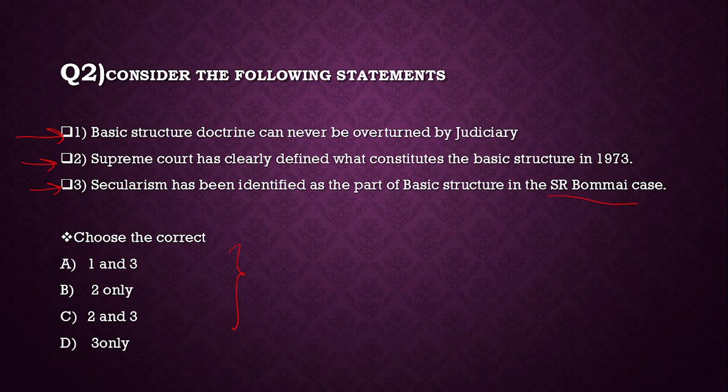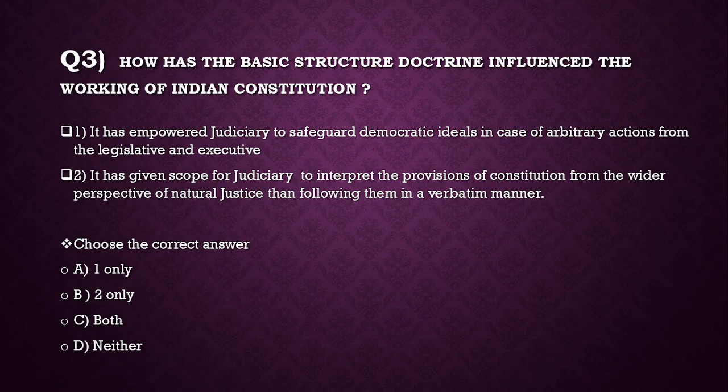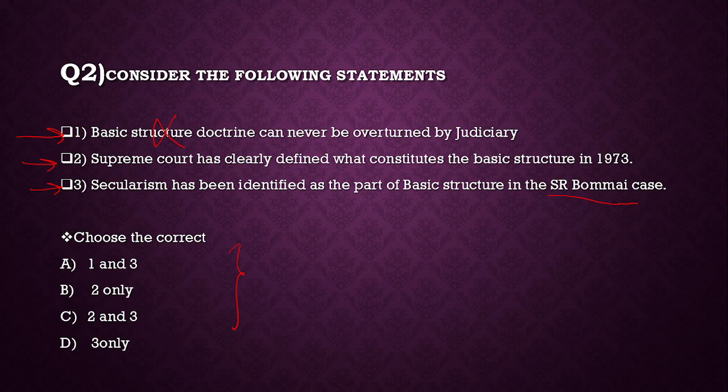Look at the statement 1. The basic structure doctrine can never be overturned by judiciary. The statement is incorrect. The basic structure doctrine was propounded in the Keshavananda Bharati case 1973 by a Constitutional Bench of Supreme Court comprising 13 judges. It, however, overruled a decision of a Special Bench of 11 judges in the Golaknath case. Hence, with a larger constitutional bench, Supreme Court can overturn the basic structure doctrine. So the statement 1 is incorrect.